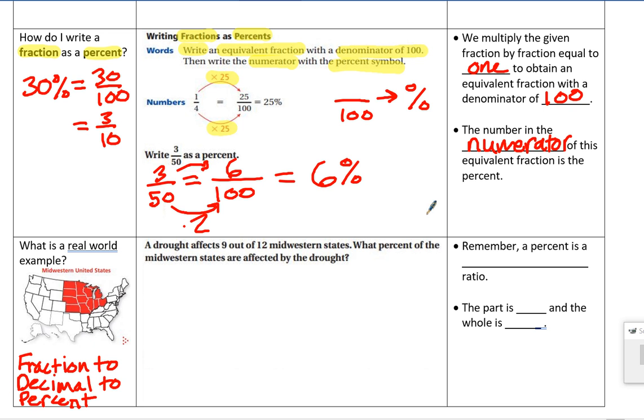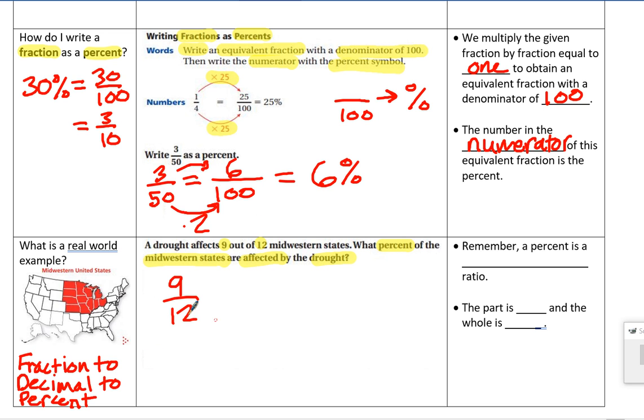We can use this example to show how. So drought affects 9 out of 12 Midwestern states. What percent of the Midwestern states are affected by the drought? Okay, so we have these states, they're affected by drought, looks like in the north. And so 9 out of 12, we can write that as a fraction. Now we're at a fraction, but we want to go to percent.